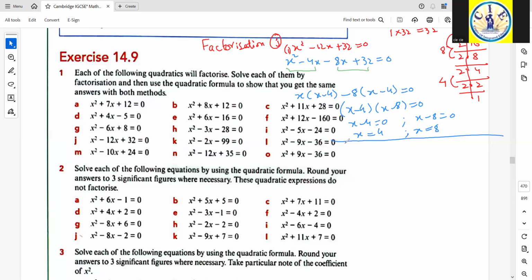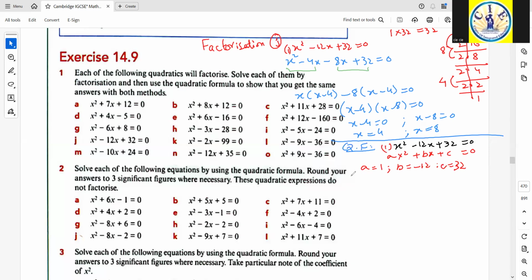Now I solve it using the quadratic formula method. So the equation given is x squared negative 12x plus 32 equals 0. I need to compare it with the general quadratic equation. I need to see that the values of a, b, and c are 1, negative 12, and 32 respectively.